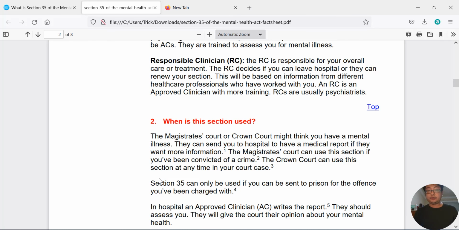And we also have a responsible clinician, who is responsible for your overall care and treatment. They can decide if you can leave the hospital. They can decide if you can leave your section. They can decide how you proceed, depending on how many cases they have or on your mental health status. They can decide if you need further assessment for criminal cases. It really depends. But the RC, like I said, is usually a psychiatrist.